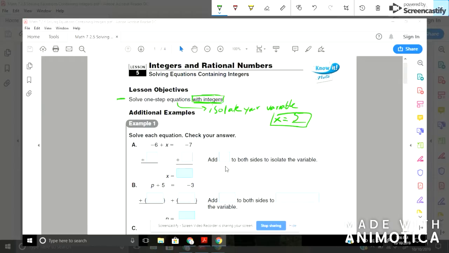Remember, equations are like scales. And to balance out a scale, you need to either add the same weight to both sides or subtract or multiply or divide or whatever you're doing, right? So let's take a look at example 1 and see if this brings back a few steps. It says negative 6 plus x equals negative 7. So we're looking for what number, when you add negative 6 to it, gives you negative 7.